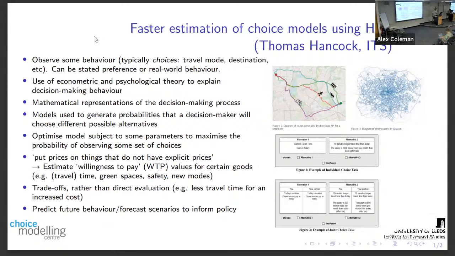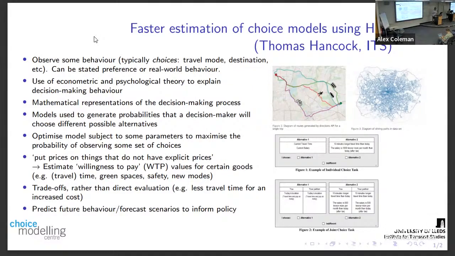And then we're going to try and optimize our model subject to some parameters. So basically, the real ultimate goal of this is to put prices on something that doesn't have an explicit price. We call this willingness to pay. So basically, putting a value on certain goods, for example, time.